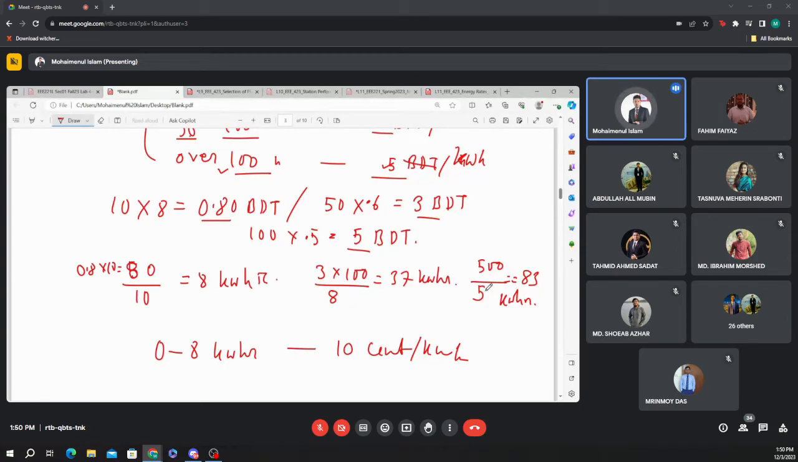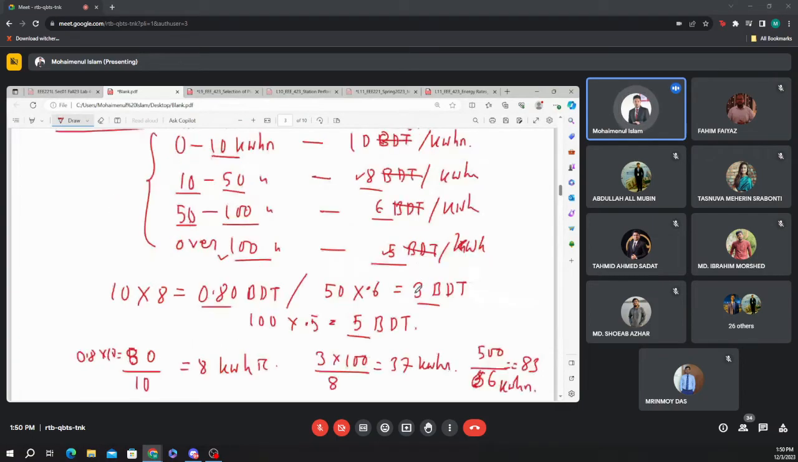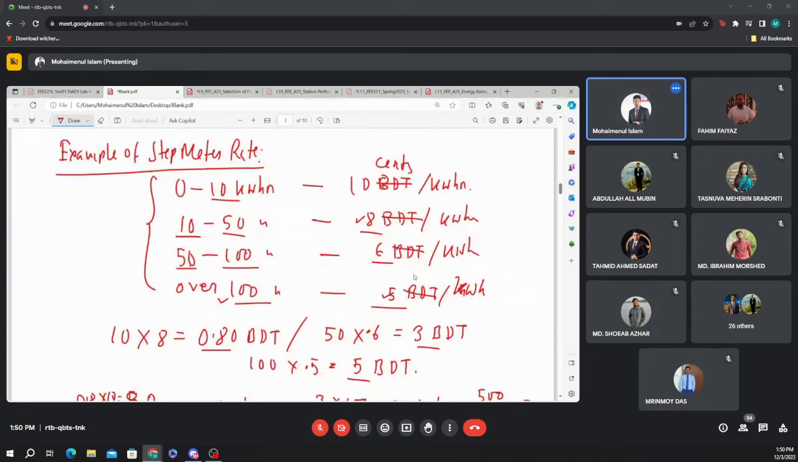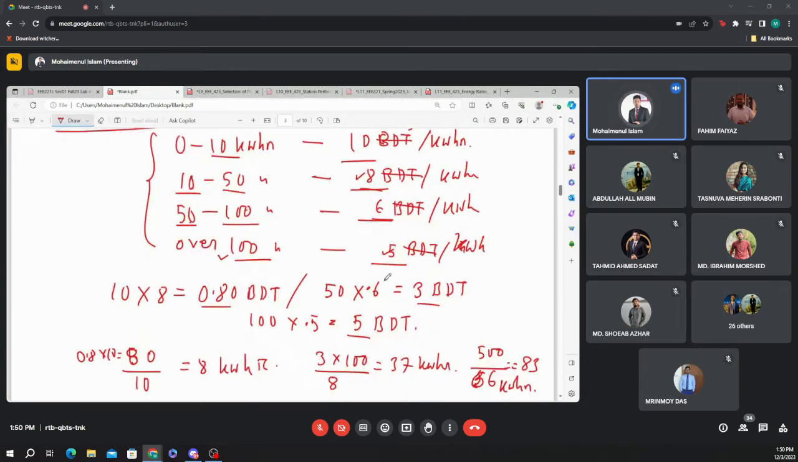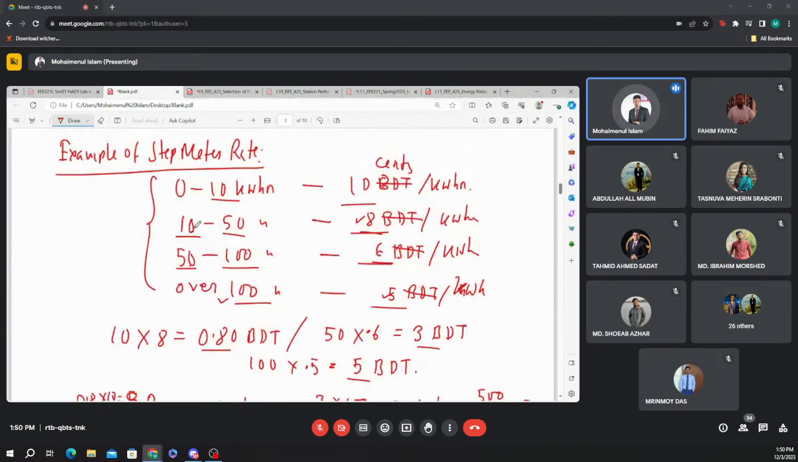This should be 6. Sorry, this one is wrong. This is not the upper one. This should be 6. Yes. The 10, 8, 6. You see, the 10, 8, and 6. The upper end of the price. For this one, the upper end is 10. For this one, upper end is 50, and for the last one, upper end is 100. So price should be 10, 8, 6.